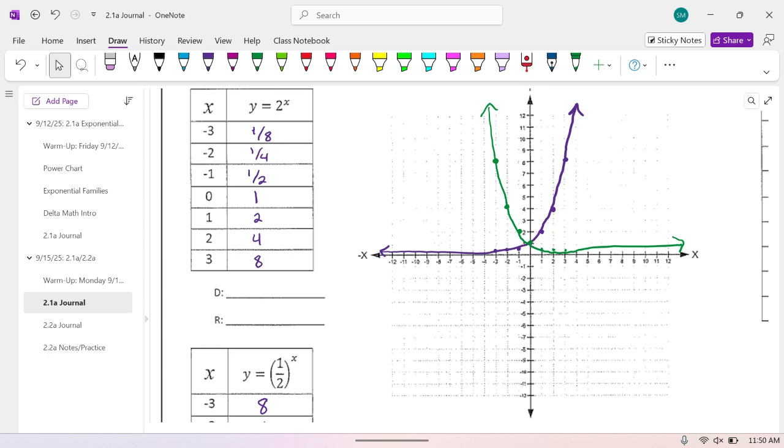All right? You could have also used your TI, put it in y equals, type it in, and then hit second graph to generate the table that way. Now, go ahead and check your answers, at least for 2 to the x power.